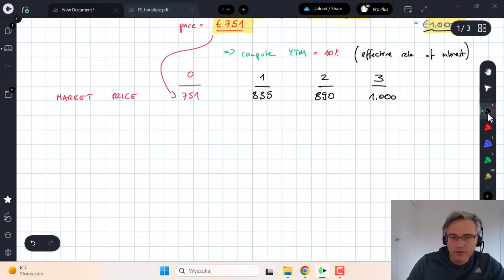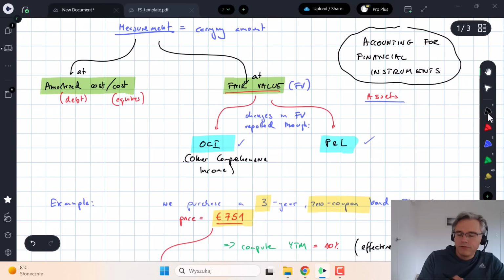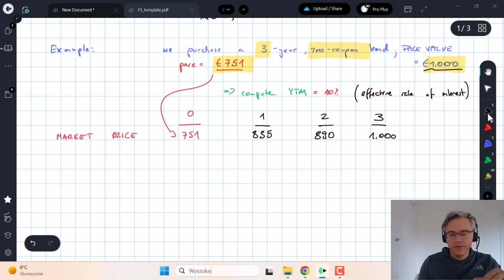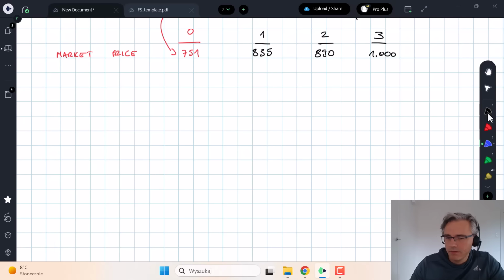Now, this is all the data we need. We will now go through the 3 approaches, starting on the left with measurement at amortized cost, followed by fair value through OCI, and fair value through P&L, to show how this chain of events, the purchase of the bond followed by its subsequent holding, would get reported. I'm going to assume that we hold the bond until the end of year 3, although that's not necessarily always going to be the case.